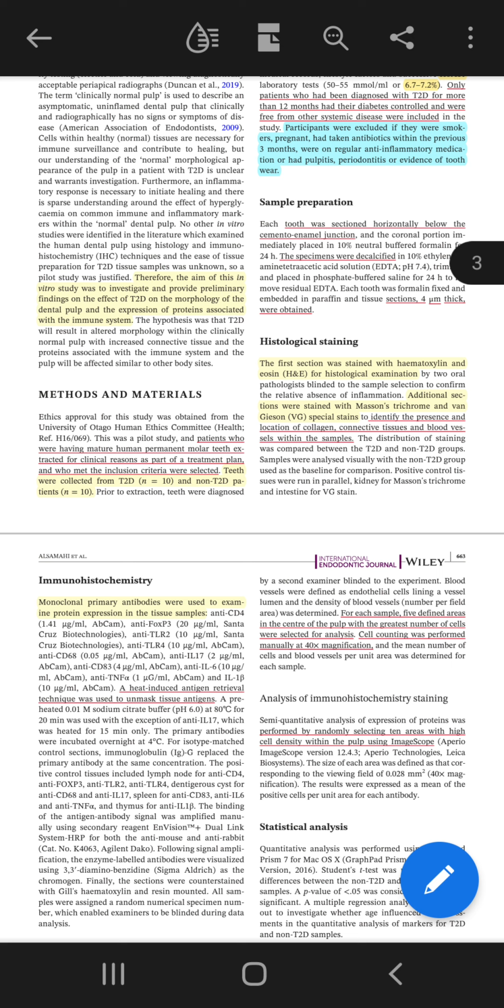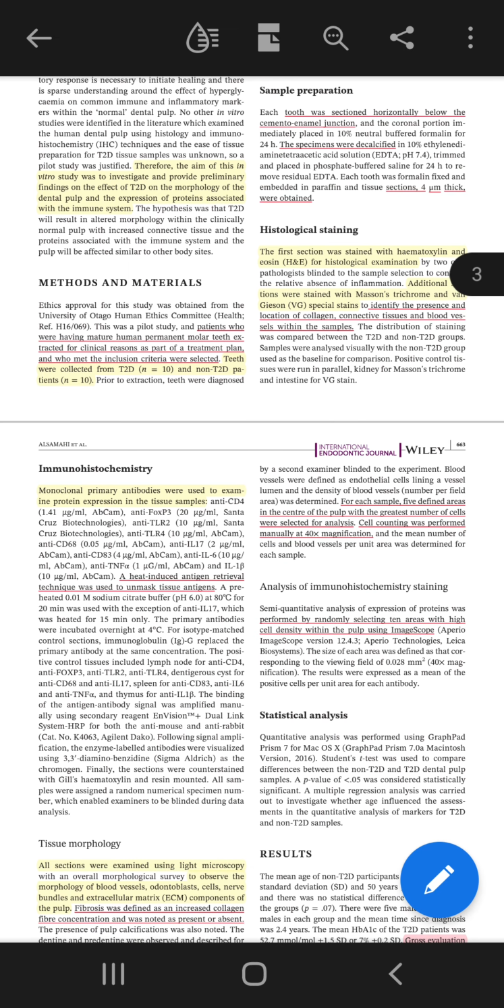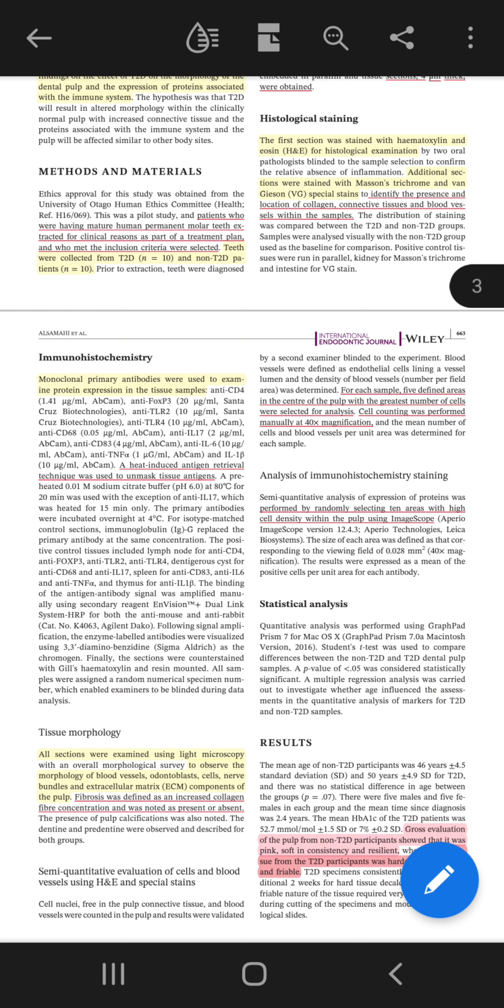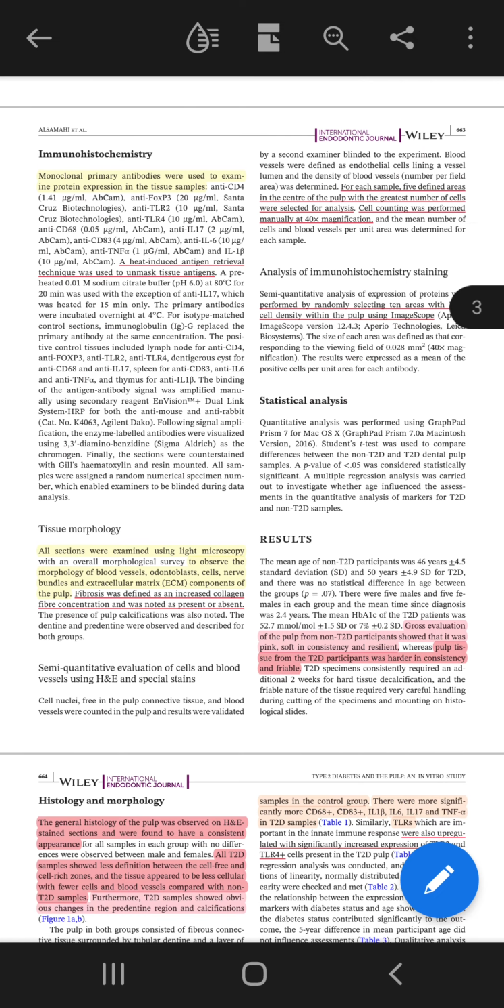For histological staining, they used H&E, and also they used special stains called Masson's trichrome, and the other one was Van Gieson stain. They used these to identify the presence of collagen, connective tissue, and blood vessels within the sample. The other method of evaluation was immunohistochemistry, which was used to evaluate the expression of the proteins.